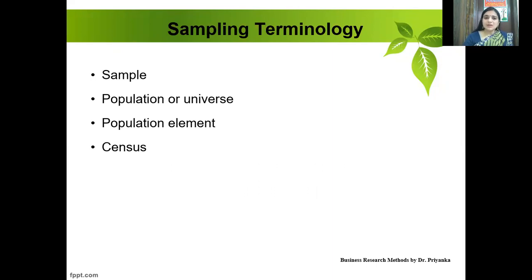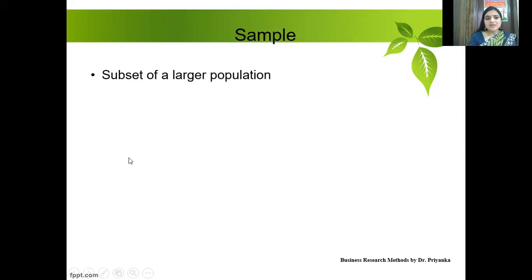Some terminology related to sampling: sample, population or universe, then population element and census. Let us discuss them. Sample basically is a subset of a larger population. We have a population, for example, the whole of India is a population. Right now, I'm not going to discuss what actually population is in this particular slide. I'll be discussing that in the next slide. What our population is when we talk about surveys and sampling. A small part of that population is generally considered as sample.